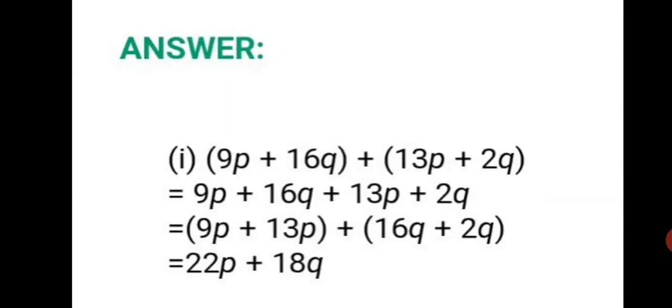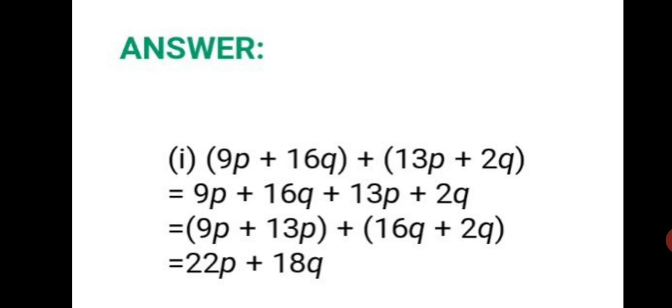First one, (9p plus 16q) plus (13p plus 2q). So our first step will be to open the brackets. So 9p plus 16q plus 13p plus 2q. What we have done is only open the brackets. Now arrange the like terms together. So 9p is the first term. Which term is going to pair with 9p?